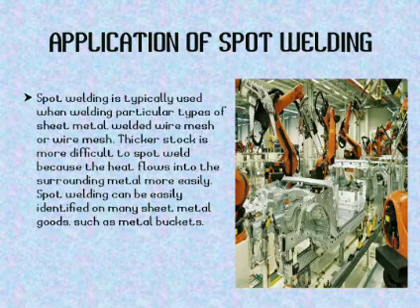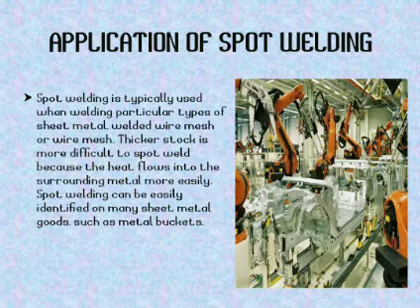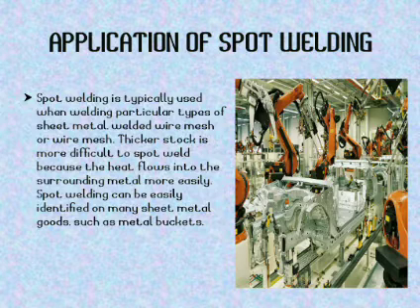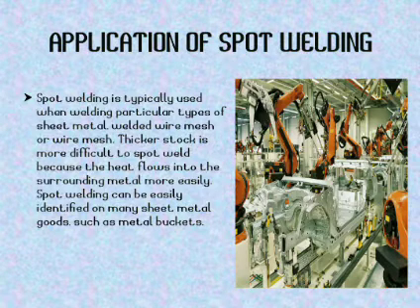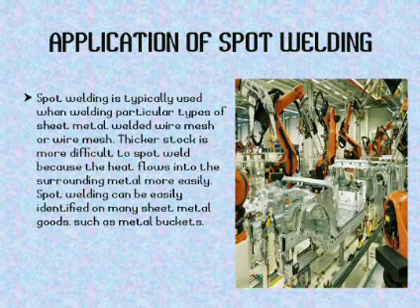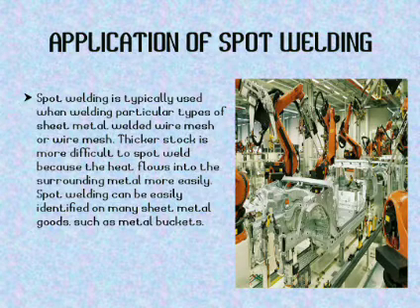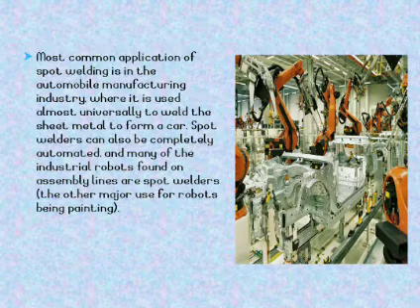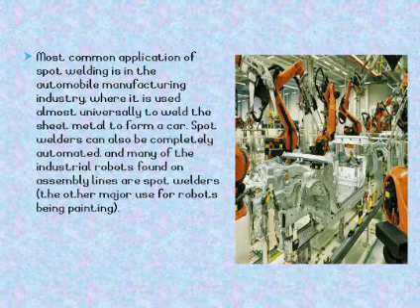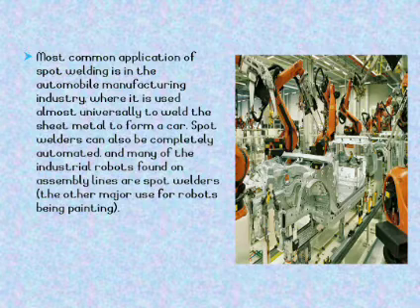Spot welding is typically used when welding particular types of sheet metals, welded wire mesh, or wire mesh. Thicker stock is more difficult to spot weld because the heat flows into the surrounding metals more easily, and spot welding can be easily identified on many sheet metal goods, such as metal buckets. One of the most common applications of spot welding is in the automobile manufacturing industry, where it is used almost universally to weld the sheet metals to form a car.